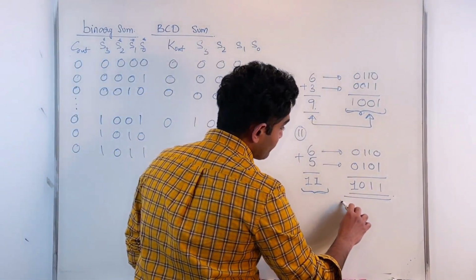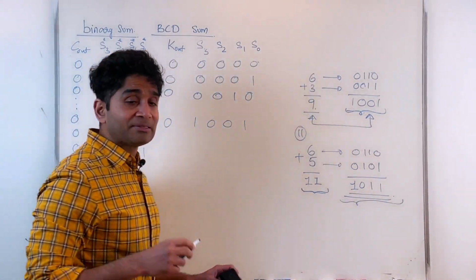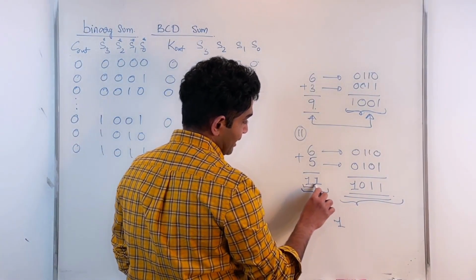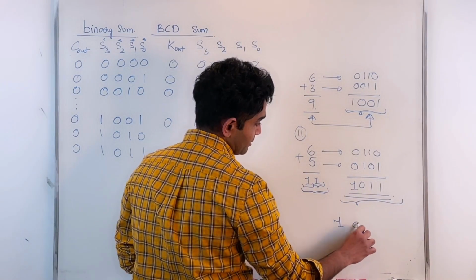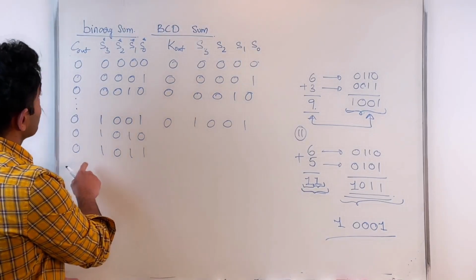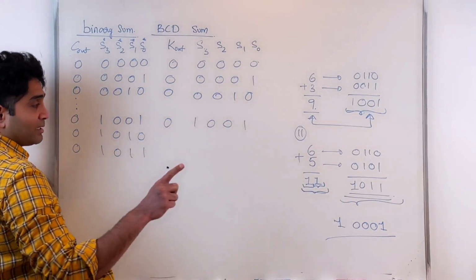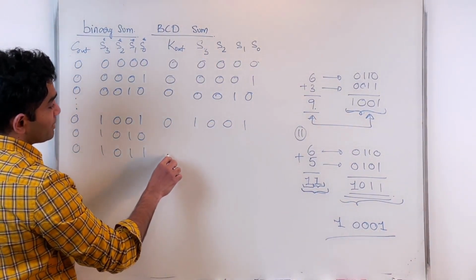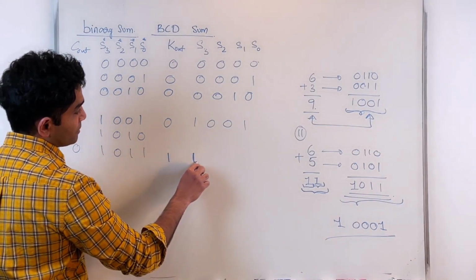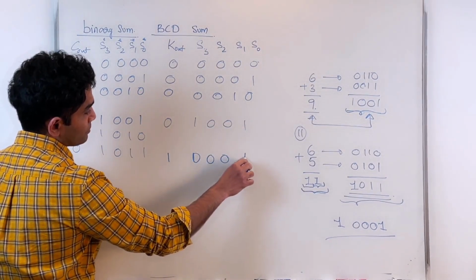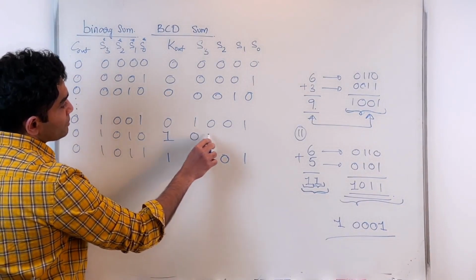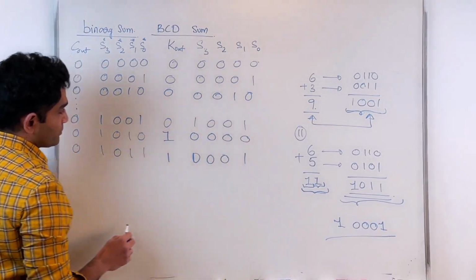And the correct way of representing that as a BCD sum would have been 1 in the carryout, and this one expressed as a 4-bit binary number. So if the binary sum was 1, 0, 1, 1, the correct binary coded decimal sum should have been 1 in my carryout, 0, 0, 0, 1. Likewise, 10 should have been 1 in my carryout, 0, 0, 0, 0. All right?